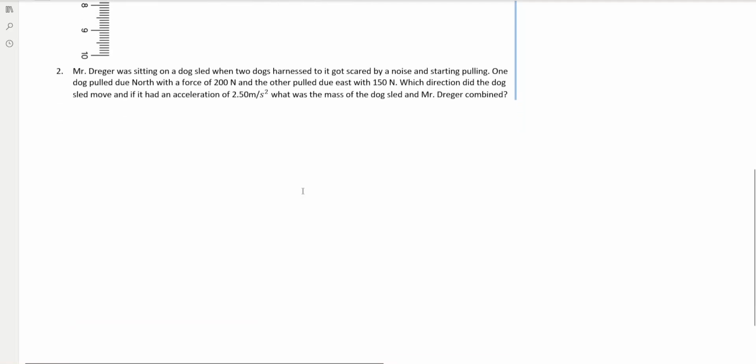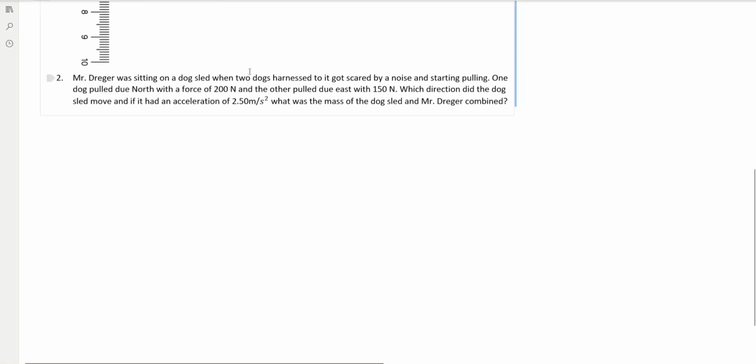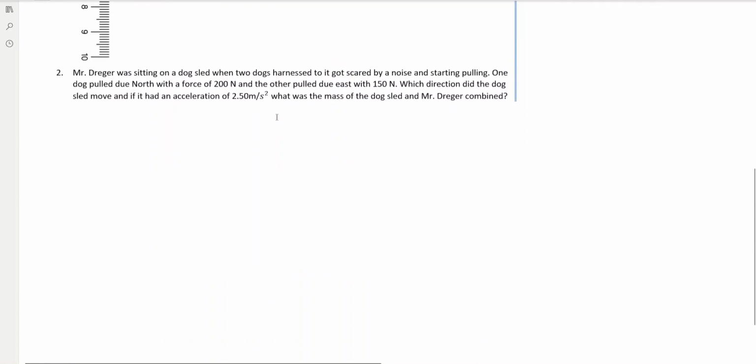Mr. Drager was sitting on a dog sled when 2 dogs harnessed together got scared by a noise and started pulling. One pulled due north with that force, and one pulled due east with that force. So we can do it with kinematics, which is what we did here, or we can do it with forces. Here I'm going to just draw the dog sled with Mr. Drager on it. One dog pulled due north with 200 newtons. The other pulled due east with 150 newtons.